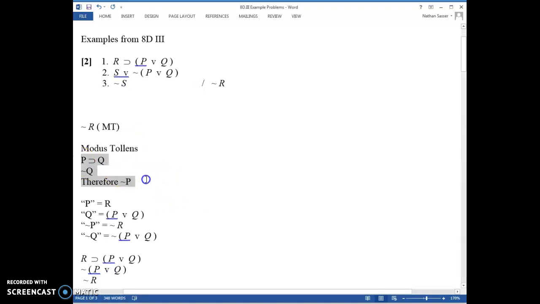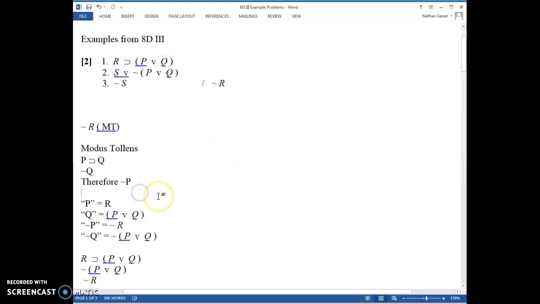Here's the modus tollens rule. It says if P then Q, not Q, therefore not P. Now you may think to yourself, premise 1 up here is a conditional statement, like the conditional statement in modus tollens, but this sure looks a lot different than what I'm given in the premise, right? Because the premise says if R, then parentheses P or Q.